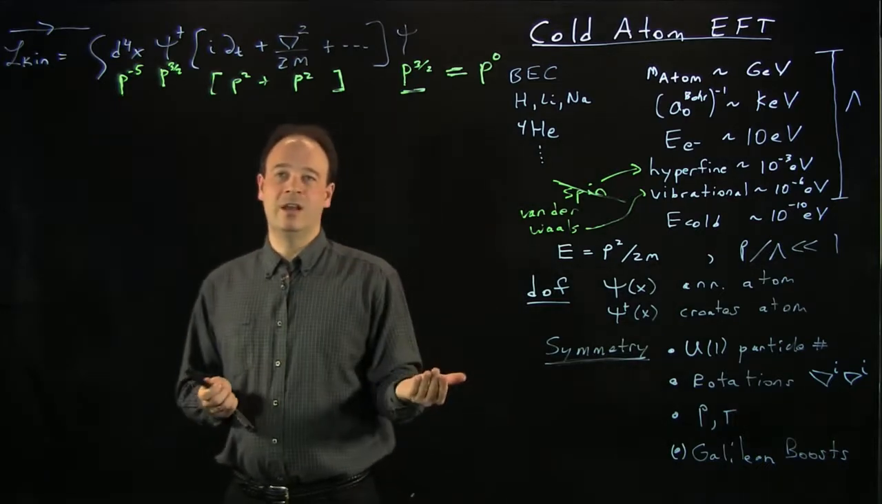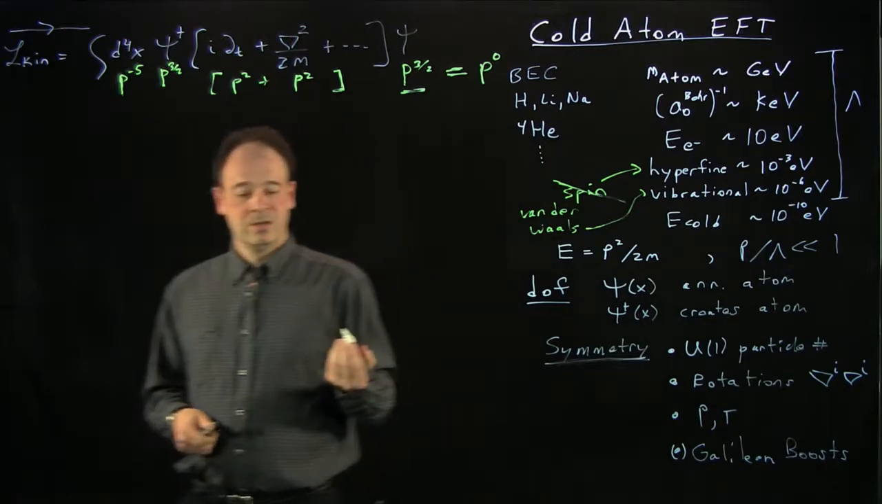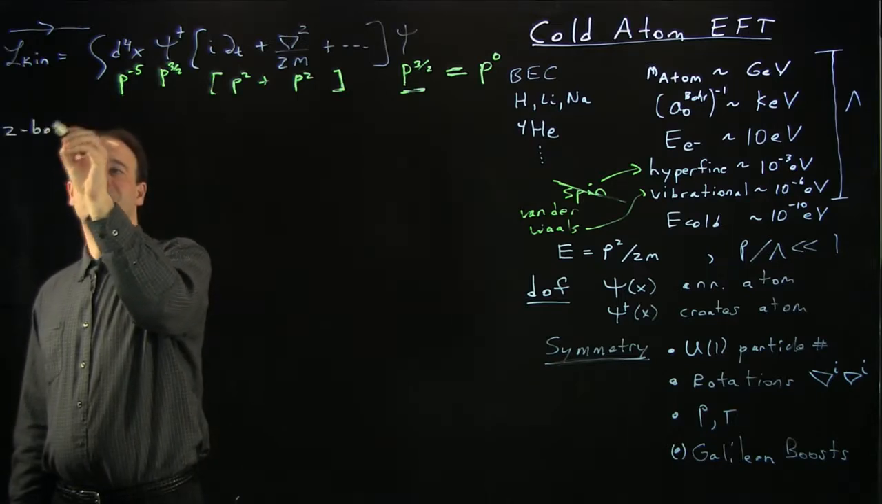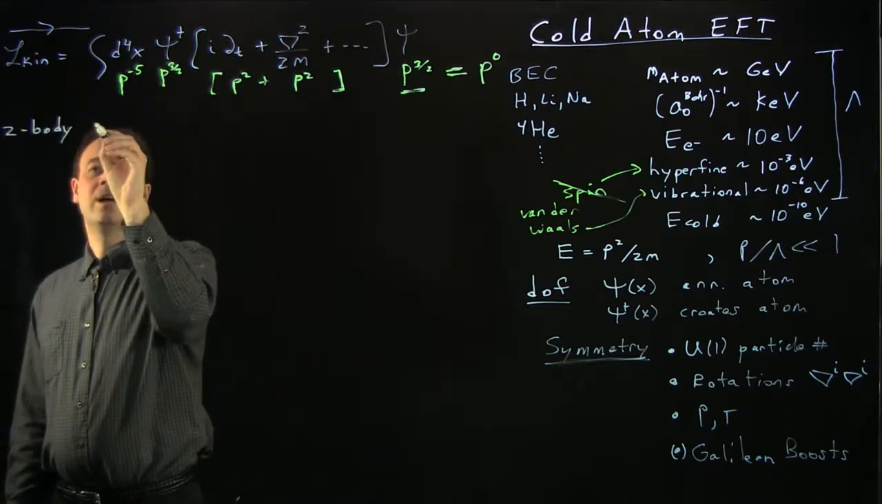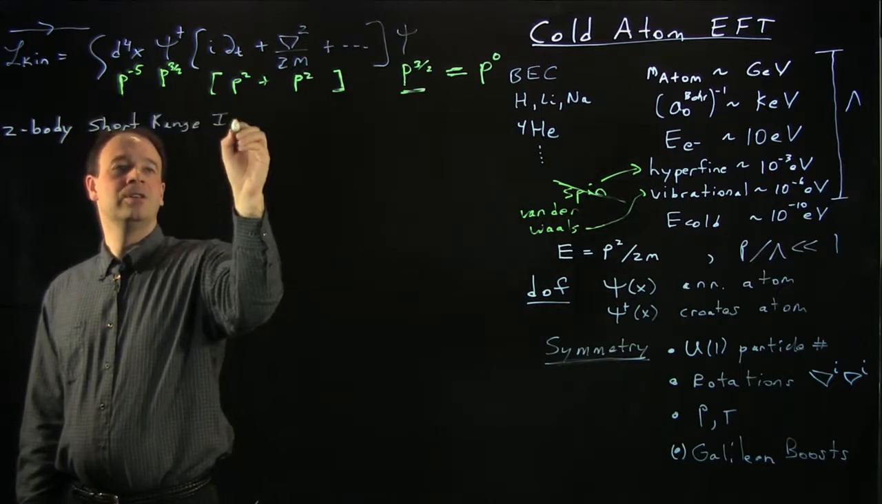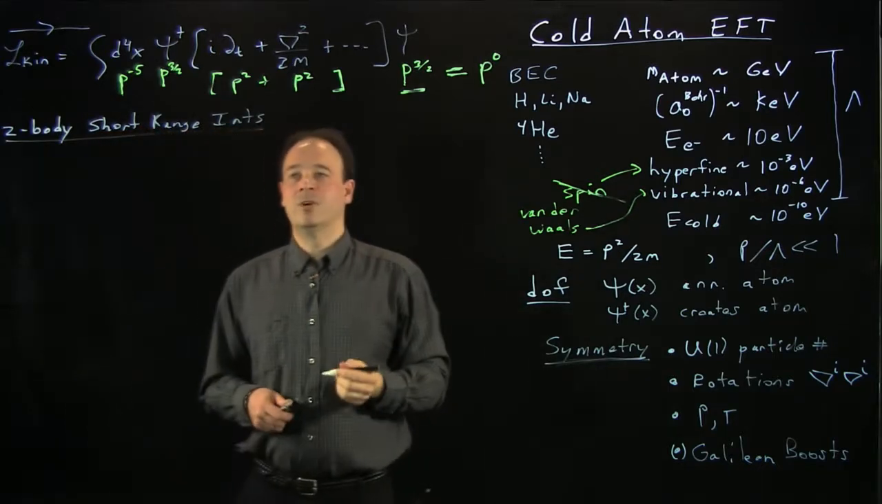And now we start doing interactions, and we can use that scaling to figure out what's going on with the interactions. So, OK, let's look at the leading order interactions. The leading order interactions in this system are actually two-body short-range interactions. I'll talk about long-range interactions in a few minutes, but we'll start by just talking about short-range interactions.